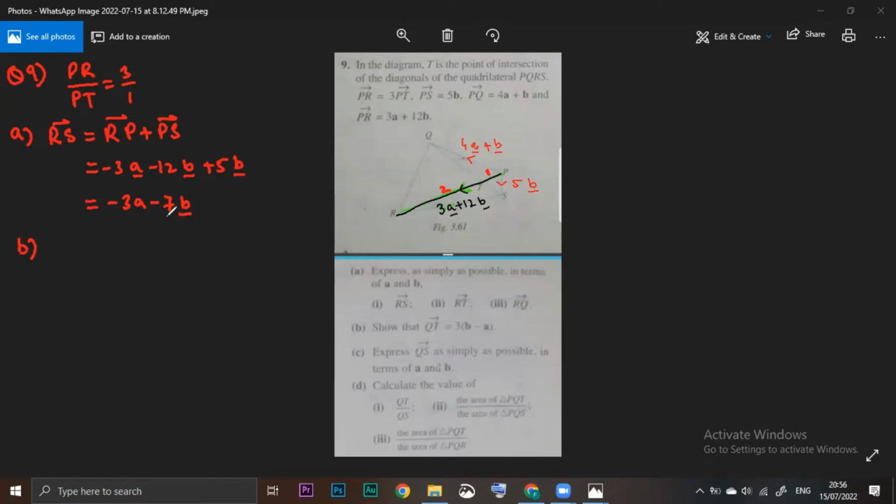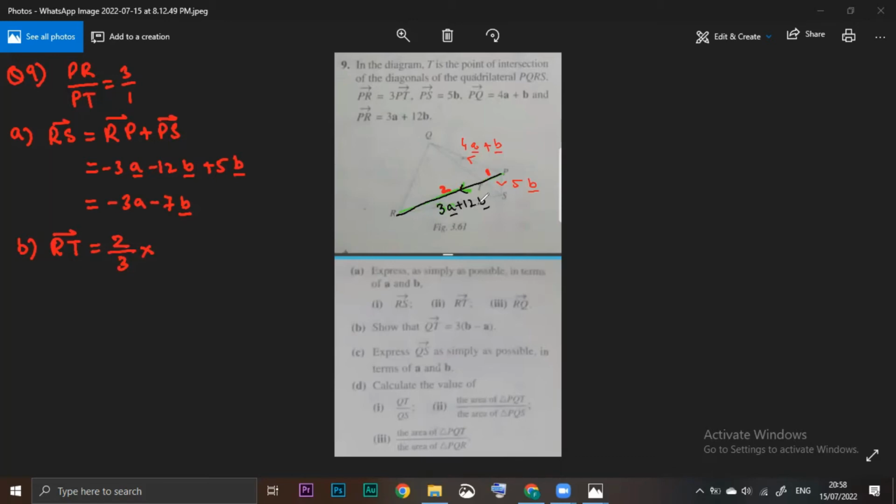B. Part B is we want to find out RT. RT. The ratio of RT and RP is given, that is 2, 1. We want to find out RT. RT is two portions. So ratio over sum of ratio is 2 plus 1, 3 into the total is given, that is 3A plus 12B.